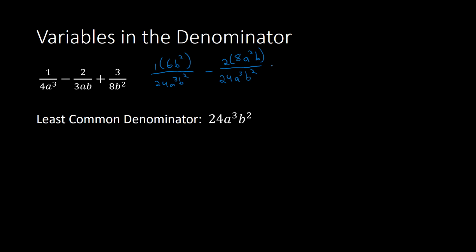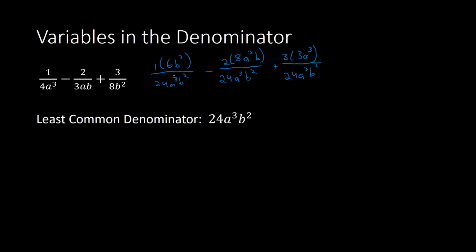And then the last fraction, I also need that common denominator. And to get from 8 to 24, I need to multiply by 3. So I need to multiply the numerator by 3 as well. To get from this to a cubed b squared, notice there's an a cubed that was not in the original fraction. So I need to multiply by an a cubed up here as well. And the b squared is in the original fraction and in this new fraction, so no need to multiply by anything with b.